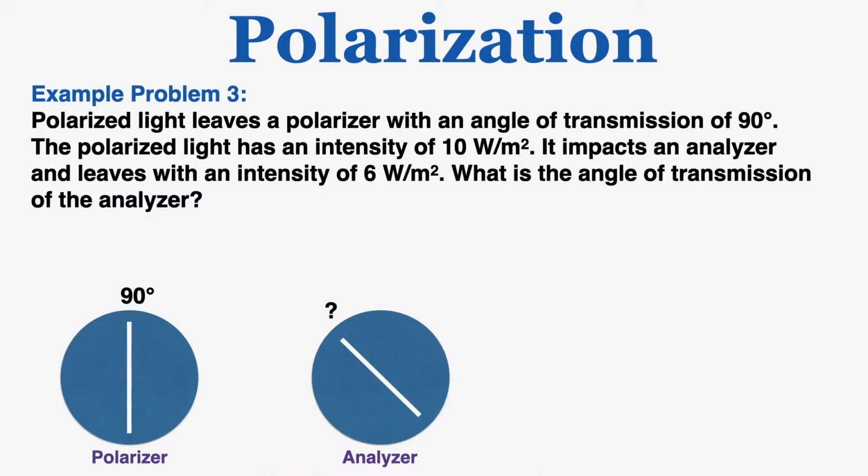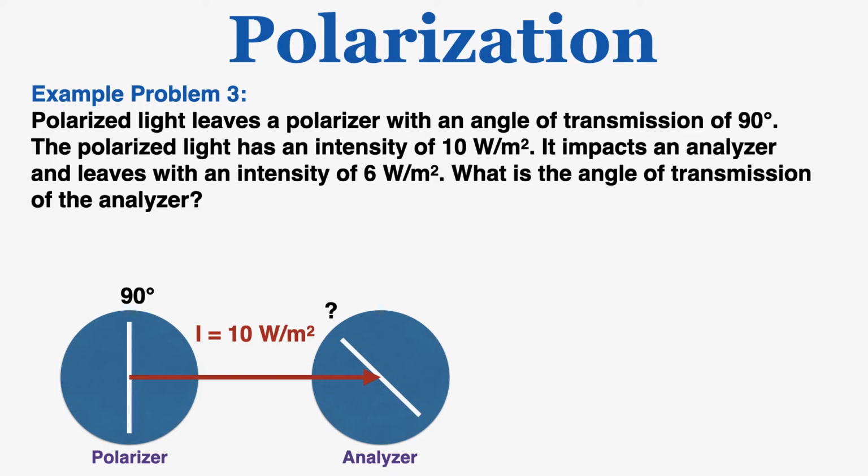In example problem 3, polarized light leaves a polarizer with an angle of transmission of 90 degrees. The polarized light has an intensity of 10 watts per meter squared. It impacts an analyzer and leaves with an intensity of 6 watts per meter squared. What is the angle of transmission of the analyzer?